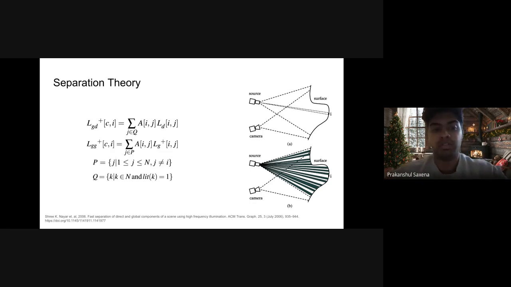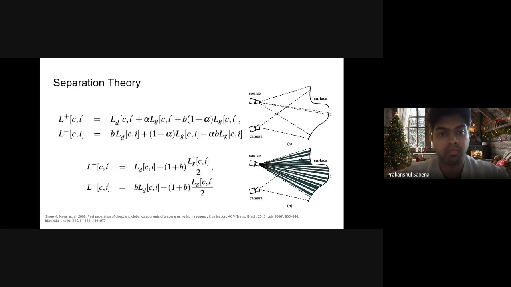Now, we assume that only a fraction alpha of the source pixels are activated and that these activated pixels are well distributed over the entire scene to produce a high-frequency illumination pattern. The previous equations change accordingly, where Q is the set of illuminated patches and the function lit indicates whether the patch is illuminated or not. Now, if we also assume that the brightness of a deactivated source element is a fraction b of an activated element, where b is between 0 and 1, then the previous equations are modified as seen.